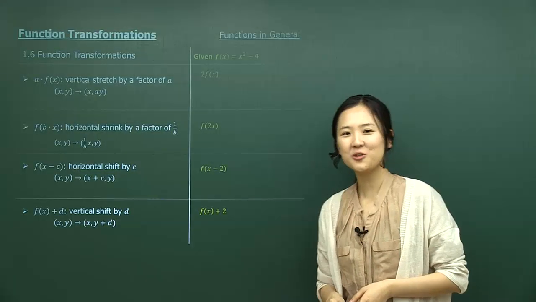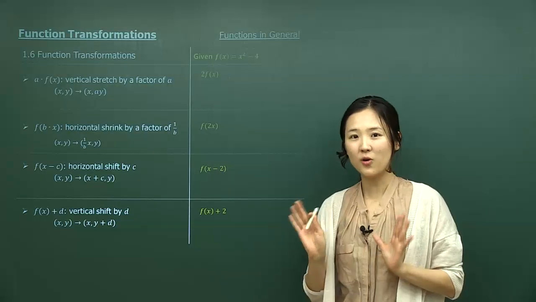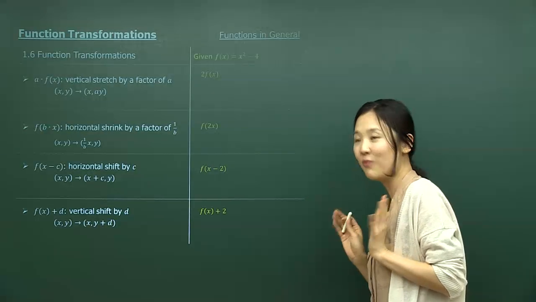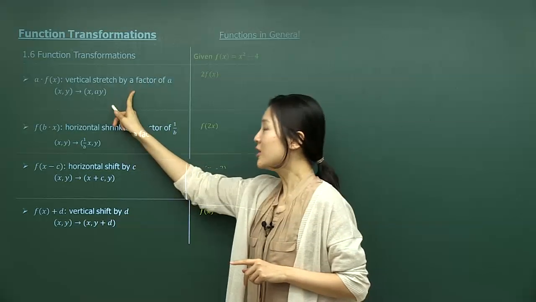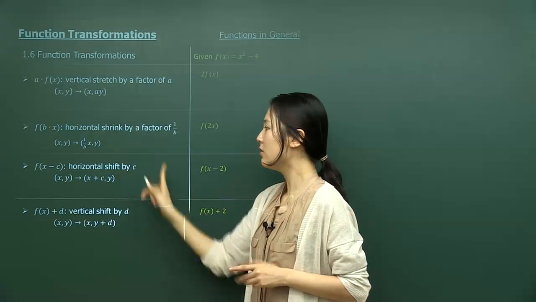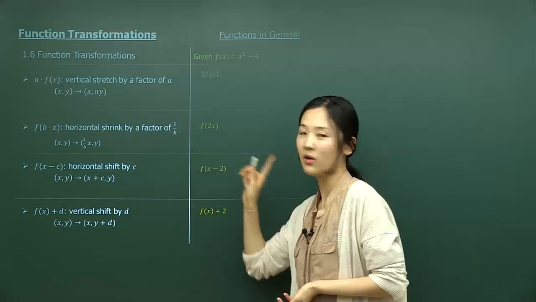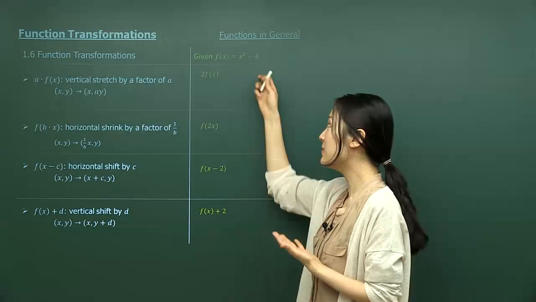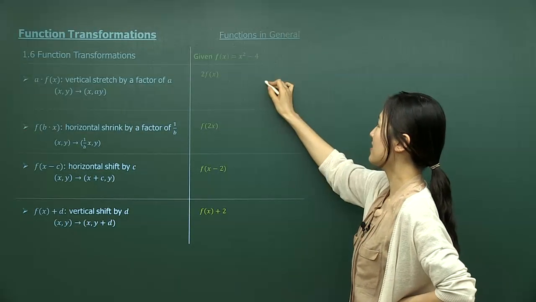Okay, today let's talk about function transformations. Functions can be transformed depending on what is going on with a given function equation. You can stretch your function graph or shift them around depending on what is multiplied or added or subtracted to the given function equation. Now, consider x squared minus 4.